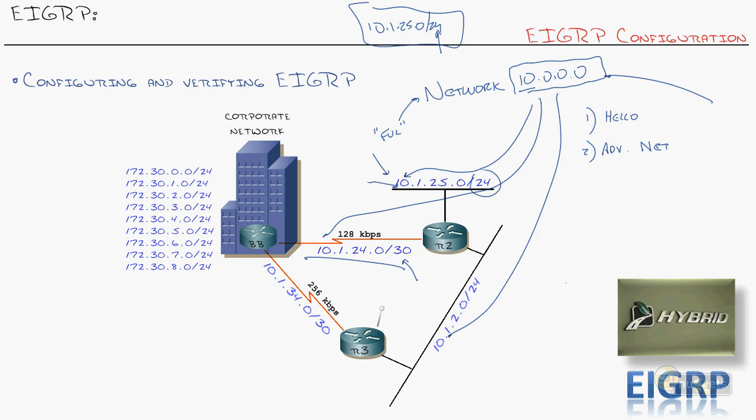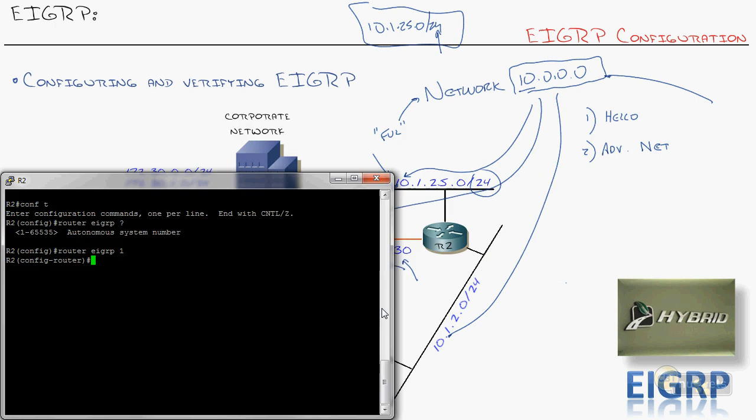So let's start off on router 2. I'll go as simple as it can be. I'm going to type in network 10.0.0.0.